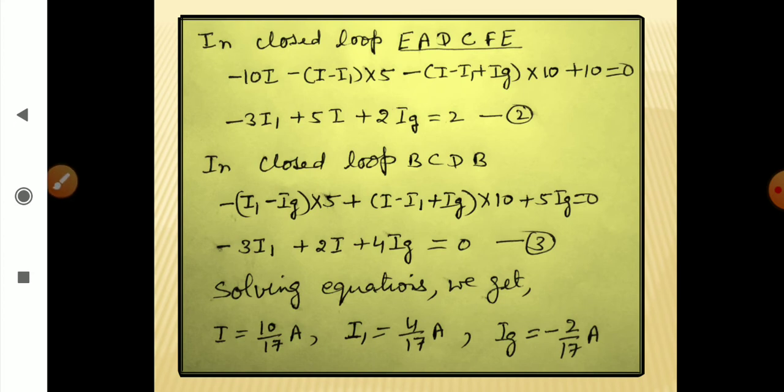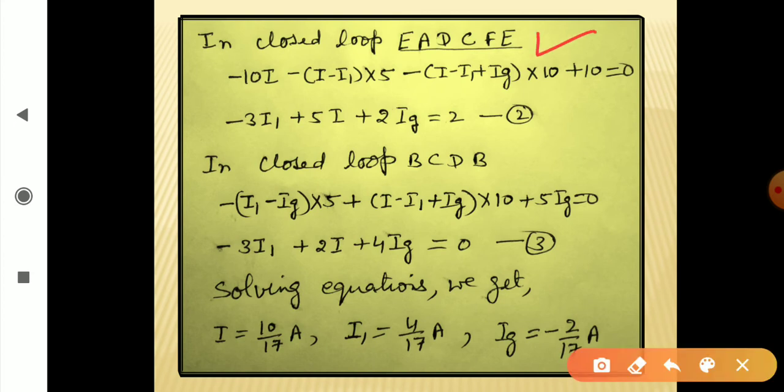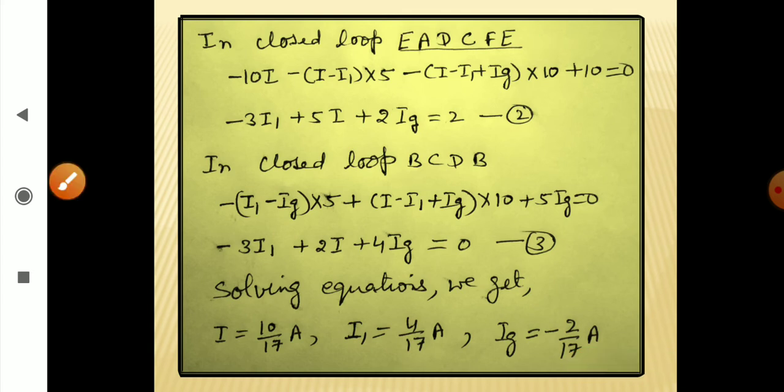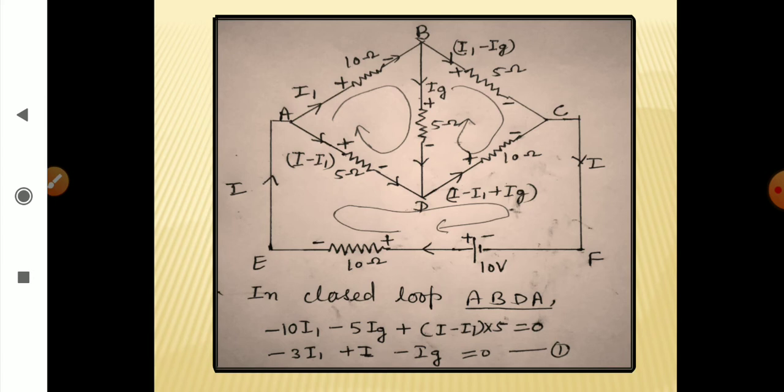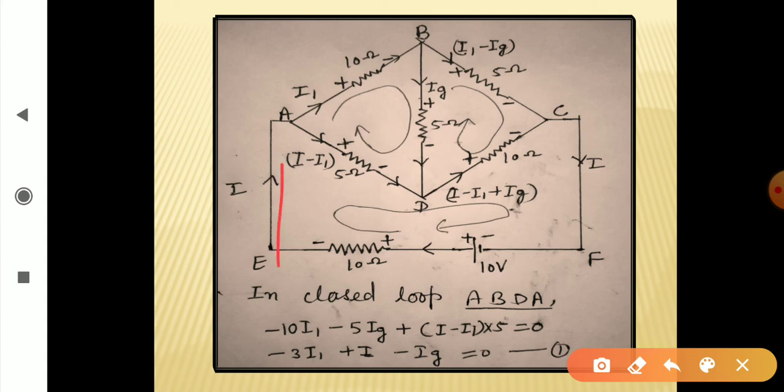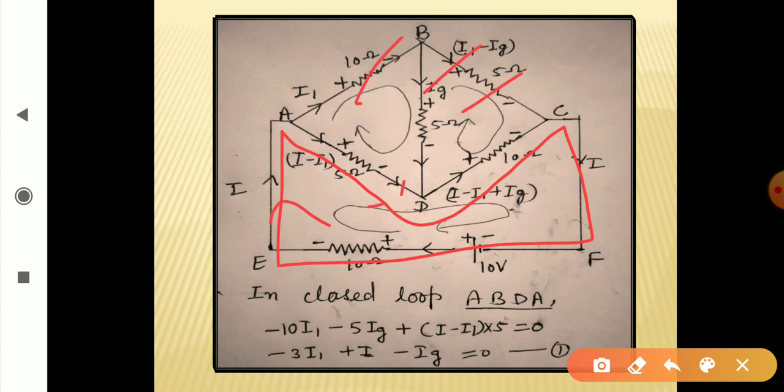So for the second loop, in closed loop EADCFE, let's get back to this one. In this closed loop EADCFE, we are moving along this direction, starting this way, just neglecting this outer part, everything. So when we do it, for this 10 ohm, the current passing through it is I. So it is moving from higher potential to lower potential. So you get minus 10I.